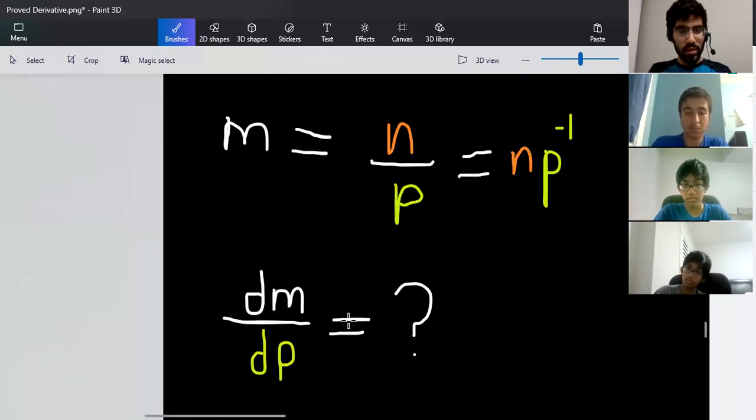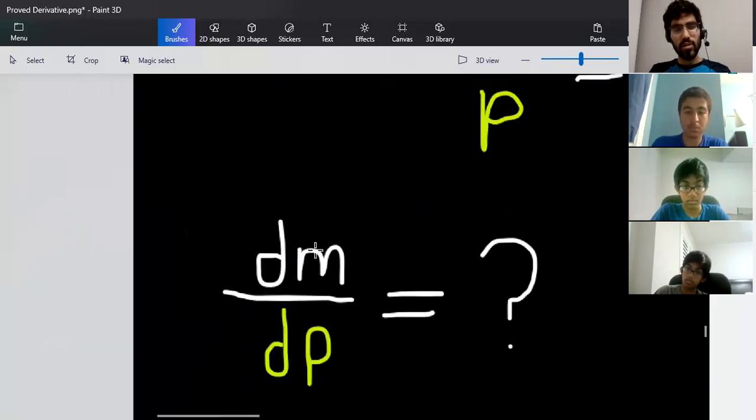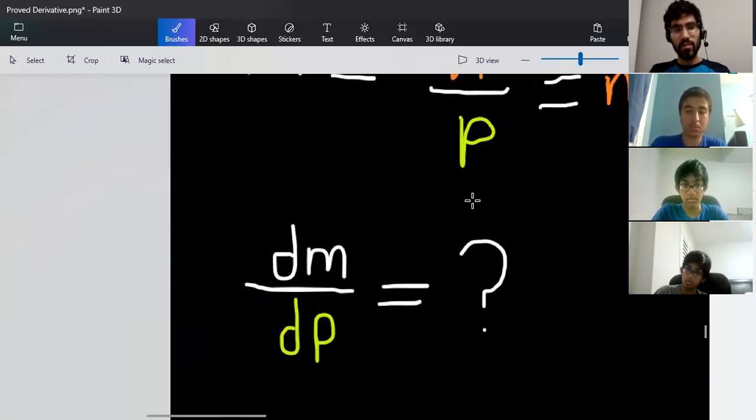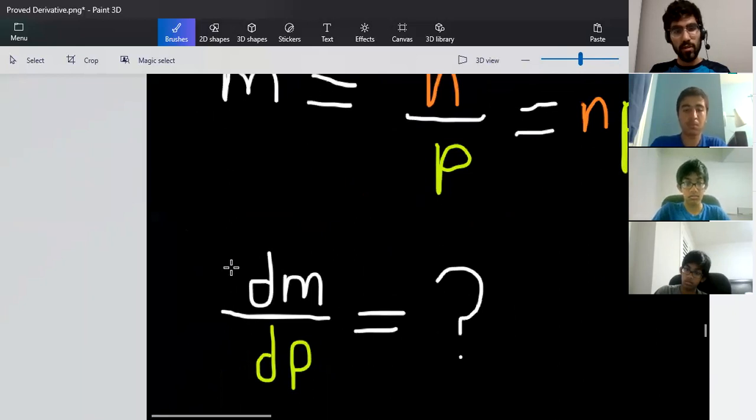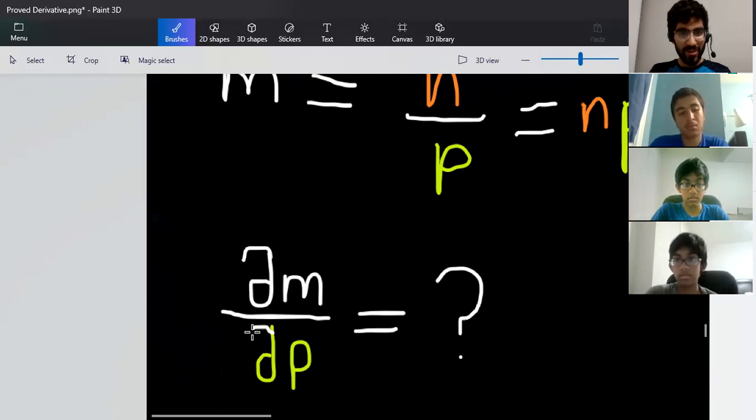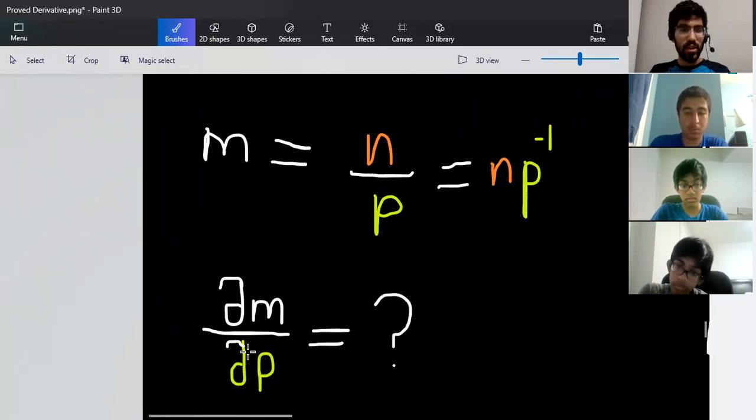So the way that we say this, it's not actually d by dm, so dm by dp. The way we say this is this special Greek symbol, which is called del or partial. So we say partial m by partial p. And what it's saying is, what is the partial influence of p, a tiny change in p, to m?